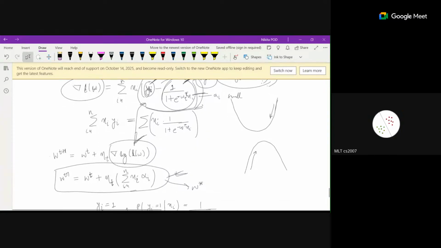So how will the value of W at t plus 1 be affected by this value of probability? If this is low, it is not affecting our weight much. If this is high, meaning there is a big mismatch between the actual y and the predicted y, then there will be a big jump in W.